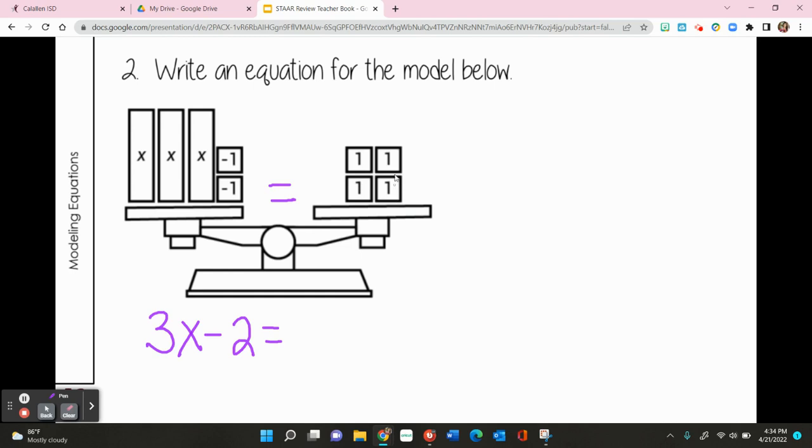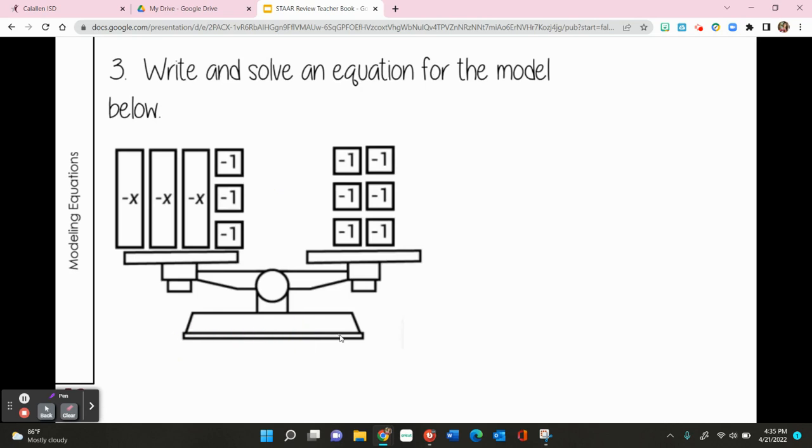Now on the right side of my scale, I have 1, 2, 3, 4 ones. So I'm just going to set this equation equal to 4. So here the equation that models this is 3x minus 2 equals 4.